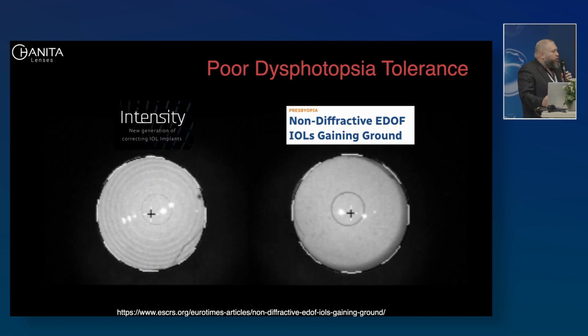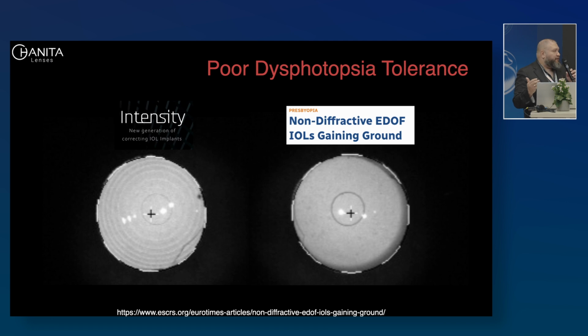Another thing is with those patients who have a really poor tolerance to dysphotopsia. For these patients, some surgeons will say, well, let's not implant a trifocal on them. What I've done, and what I've found to be extremely useful, is just to do a mix and match: a non-diffractive EDOF lens in the dominant eye and the intensity in the non-dominant eye. We do not yet have a needle from Hanita available in Colombia, so I've needed to resort to other companies by the same distributor.